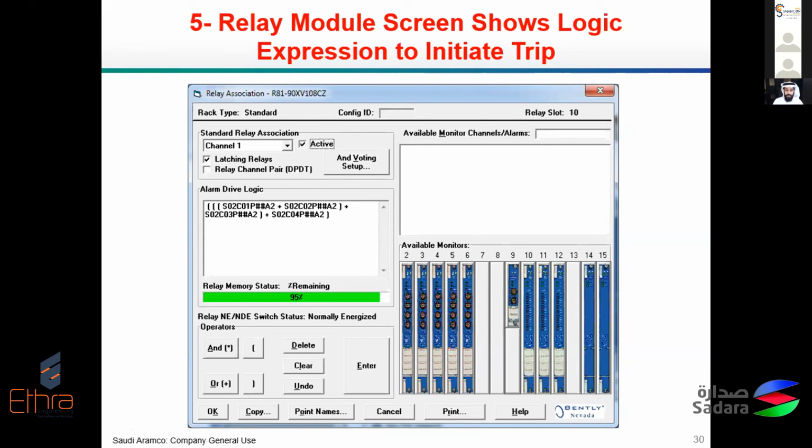Now, why latching is very important as well is because latching will tell you exactly where that trip came from. When you have this configured, the relay will be latching, but also the channel itself, when it reaches the danger set point, will keep latching. So when you go to the rack or the VMS system itself, you can see exactly, okay, the relay is activated, and this is the reason why it is activated, because of this channel. This is why this configuration is very important.